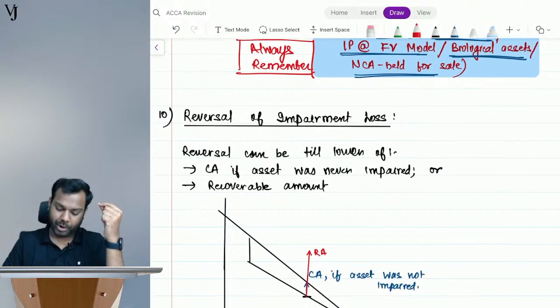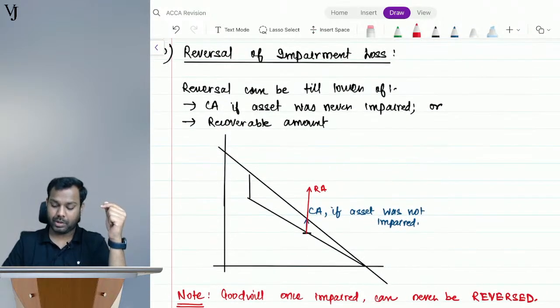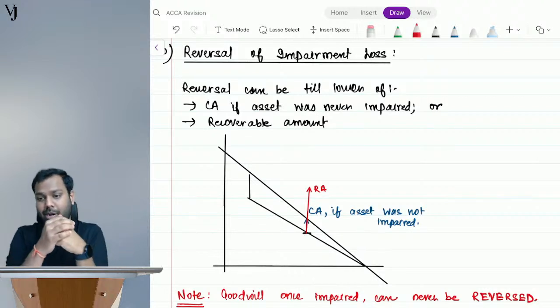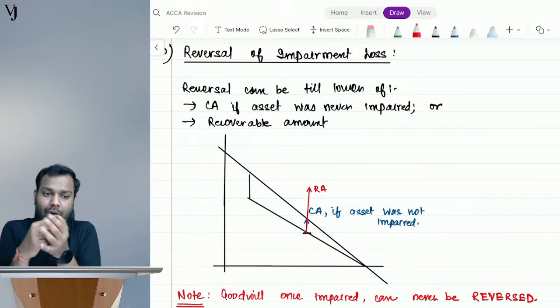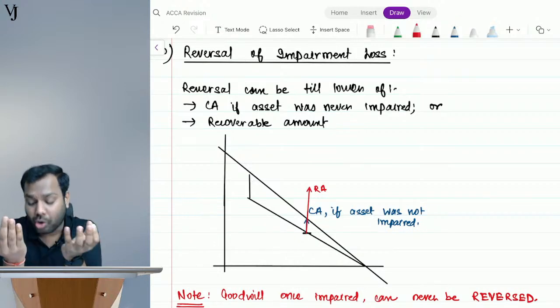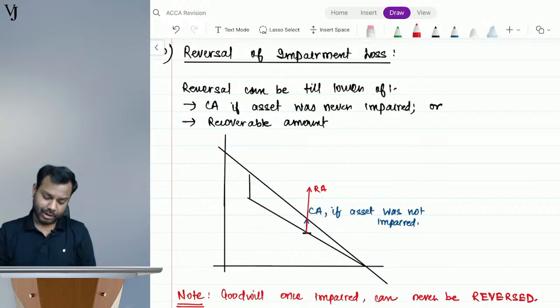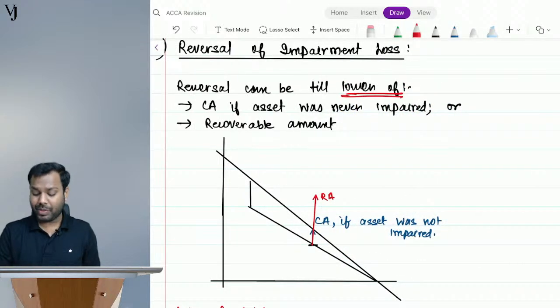Okay. Now, point number 10 is reversal of impairment loss. Guys, understand, if there are impairment indicators, we impair the asset. But when these indicators get reversed, no worries, Aditya, when these indicators reverse, I will have to reverse the impairment loss as well. But the question comes, to what extent? Standard says reversal can be done up to the extent of the lower of the carrying amount if the asset had never been impaired, or the recoverable amount.